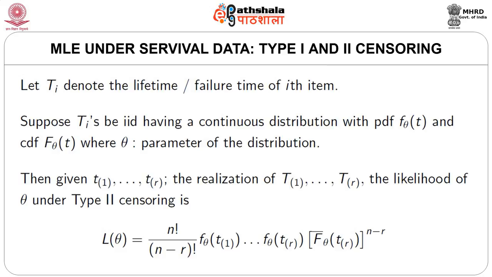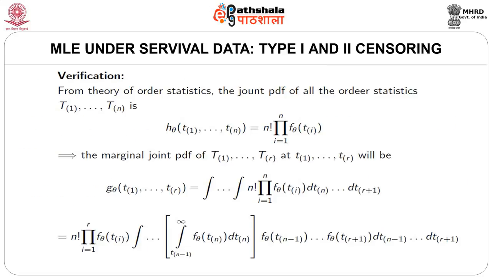The likelihood function of theta under type 2 censoring is L(theta) = n!/(n−r)! times the product of f_theta(T_(1)) up to f_theta(T_(r)), into [F-bar_theta(T_(r))] to the power n−r, where F-bar is the complement of F, that is 1 − F.